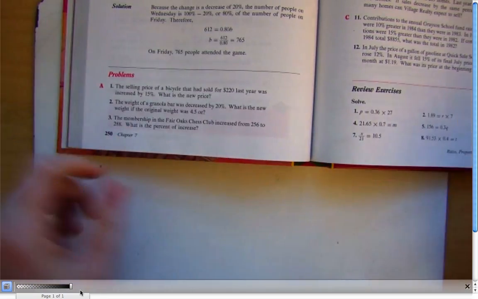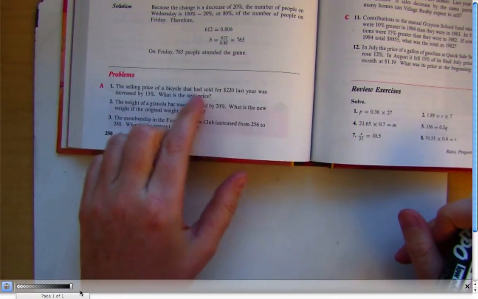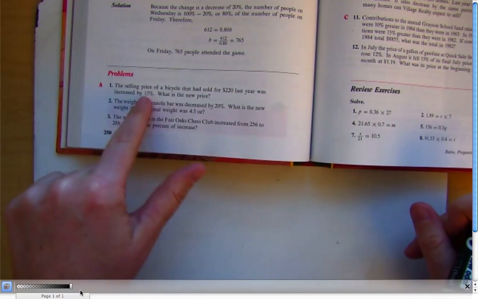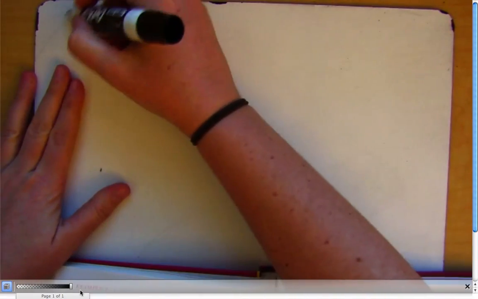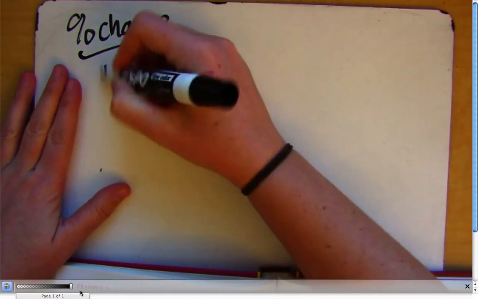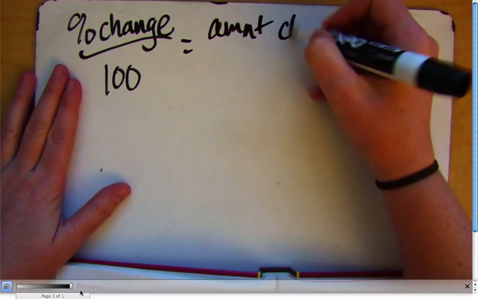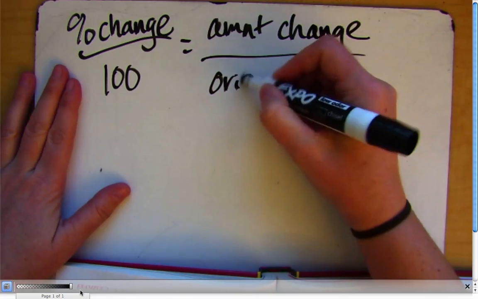All right, so I'm going to grab my book. I'm going to look at the first problem here. It says the selling price of a bicycle that had sold for $220 last year was increased by 15%. What is the new price? All right, so remember, let me pull up my proportion again. So I'm going to have percent change over 100 equals the amount it changed over the original amount.